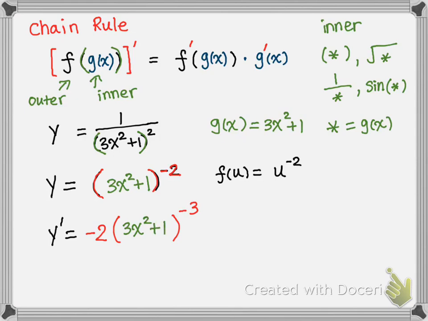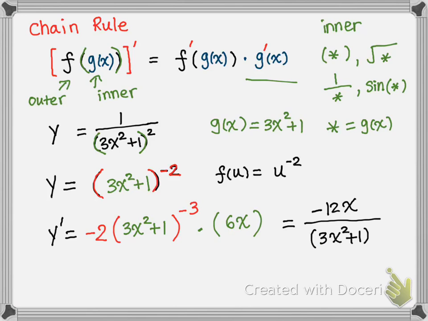But then you need to multiply by the derivative of the inner function. So what's the derivative of 3x squared plus 1? It will be 6x plus 0. You can simplify it if you want, but it's not necessary. But when you simplify it, negative 2 times 6x is negative 12x. Something raised to the negative 3 power will be in the denominator. That thing raised to the third power.